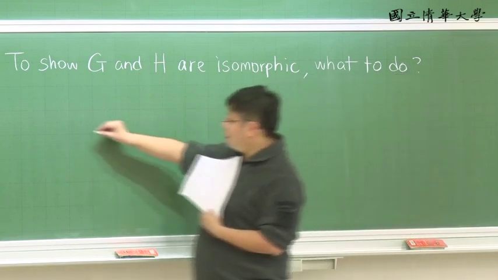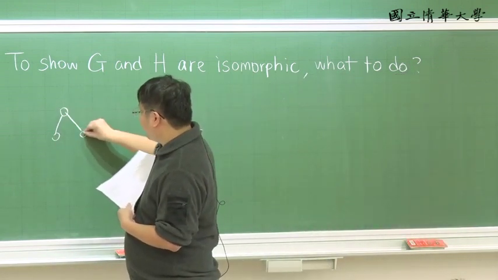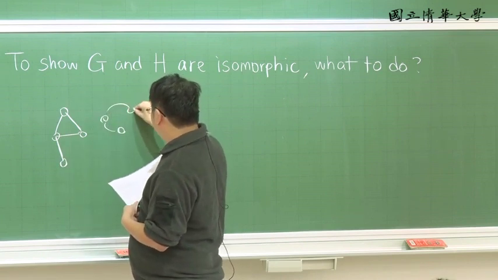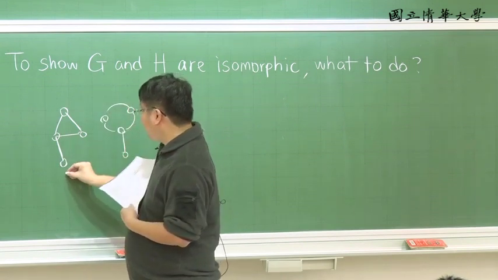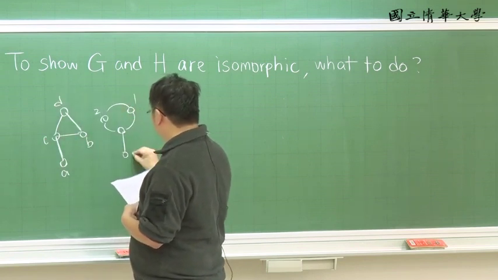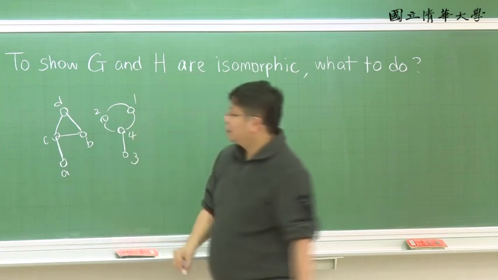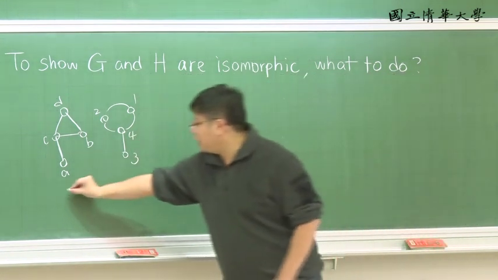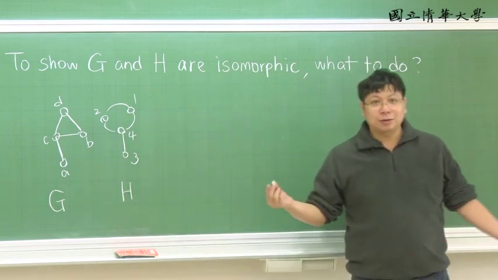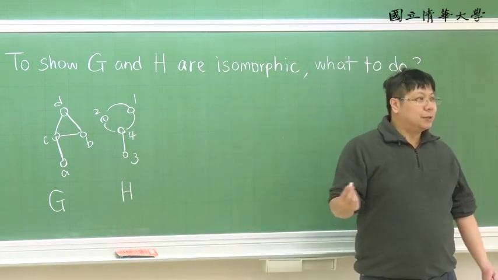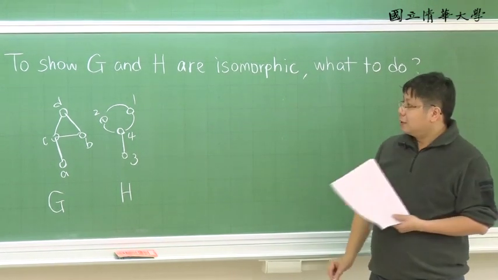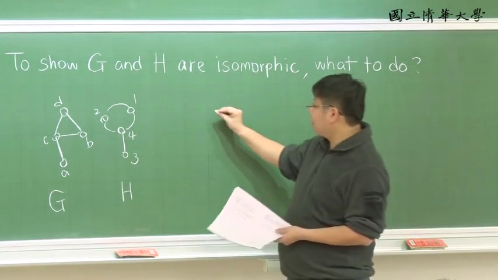So I have a graph like this, the lollipop graph, and then another graph. And they have labels A, B, C, D, and then 1, 2, 3, 4, something like this. So we have a graph G and a graph H. Then what should we do? Simple. We find the one-to-one correspondence. Just giving a one-to-one correspondence is okay.